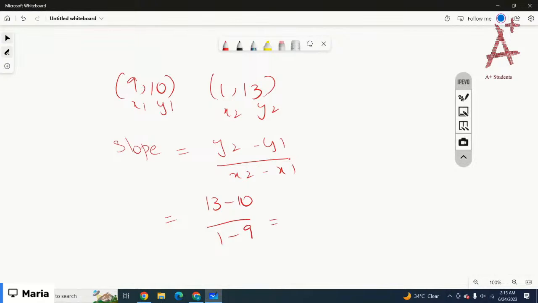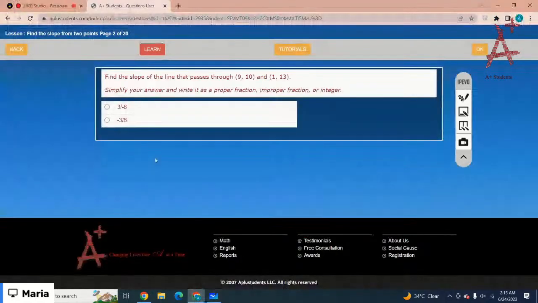I think that's the one we did in the tutorial. 13 minus 10 is, no, not the one. 13 minus 10 is 3 and 1 minus 9 is negative 8. So the slope of the graph is negative 3 over 8. Got it? It is negative 3 over 8.